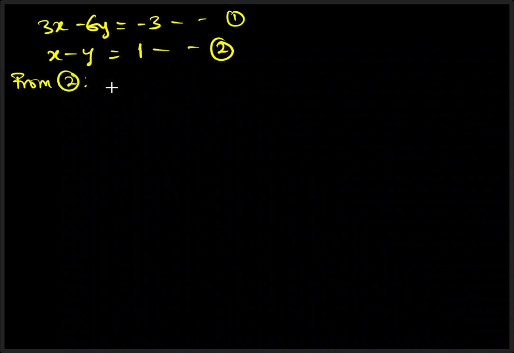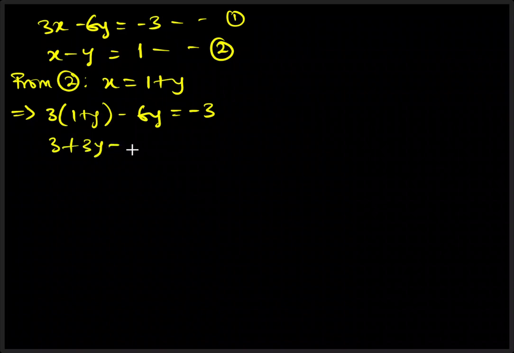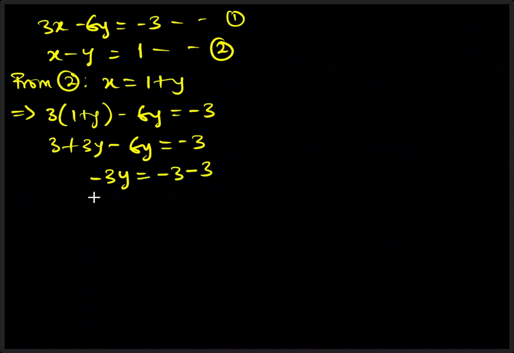From equation 2, what do we have? x equals 1 plus y. So let's substitute that into equation 1. This implies 3(1 plus y) minus 6y equals minus 3. And then we have 3 plus 3y minus 6y equals minus 3. So 3y minus 6y gives us minus 3y equals minus 3 minus 3. So minus 3y is equal to minus 6, all over minus 3, and that will give us y equals 2.